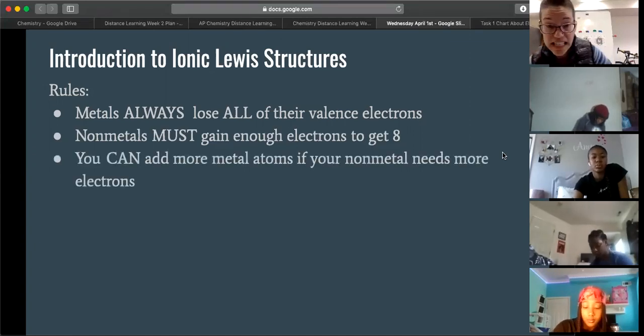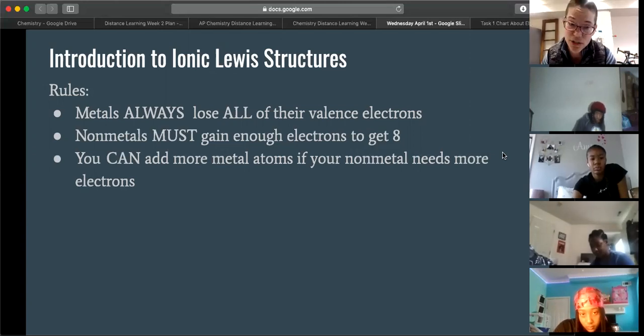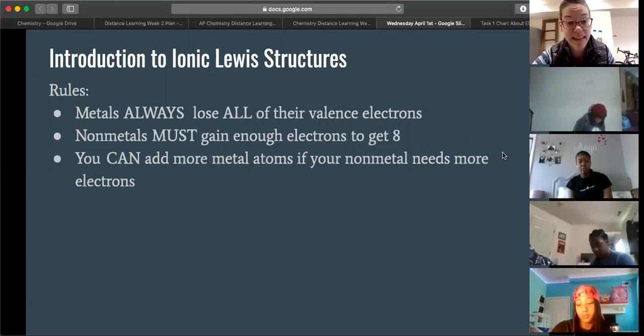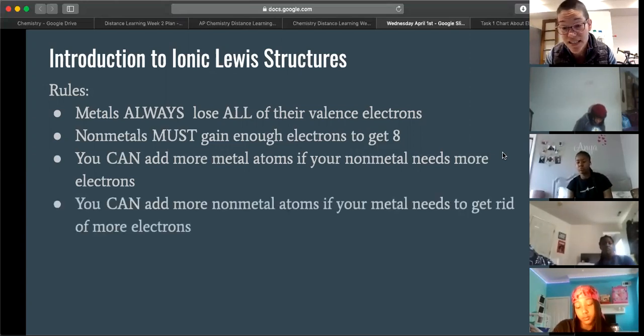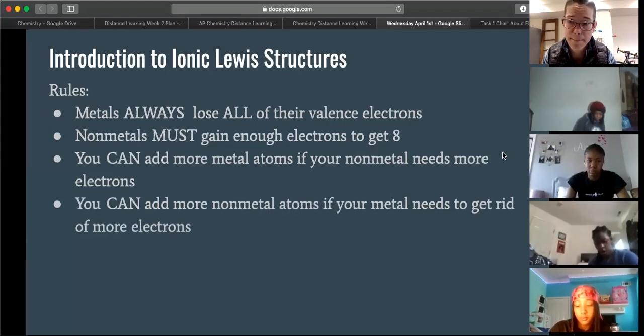Where it becomes tricky is if your metals and your nonmetals are not evenly matched. If they are not evenly matched, you can add more metals if you need more electrons, and you can add more nonmetals if you need to find more places for electrons to go. And I'll show you what that looks like in the examples.